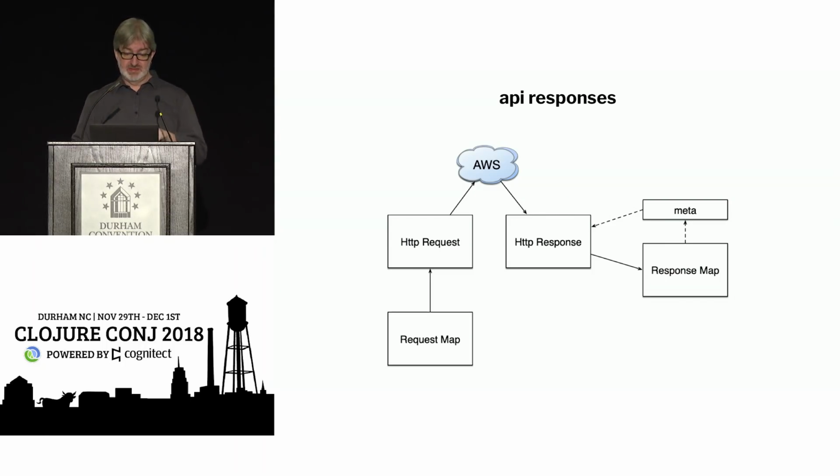So, responses. We hand a map off to our API, and it makes an HTTP request, goes up to AWS, and gets a response back. The response map that we're going to deliver back to you doesn't really have all the details of the HTTP request, and sometimes you want to be able to see that because something went wrong in some way or another. So we put that up in the metadata on every request, whether it's successful or a failure.